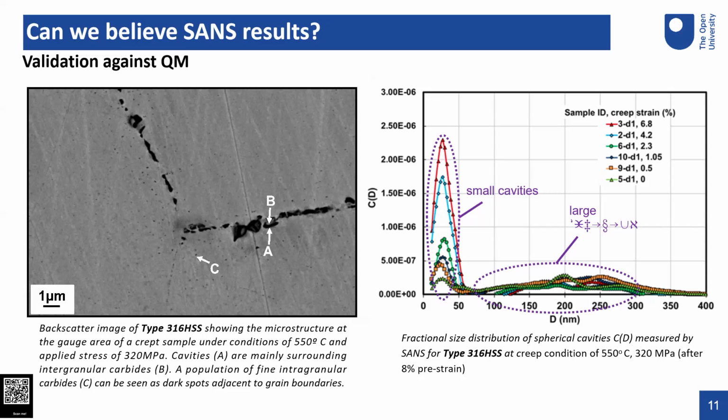So moving on, from the same samples, you get the sample data on the right hand side. Different plots show different levels of strain. So as you can see, by increasing strain, the amount of cavity, the volume fraction of cavity, increases. And again, you can see the two sets of smaller and larger cavities in this material.